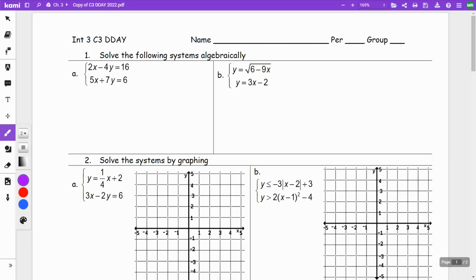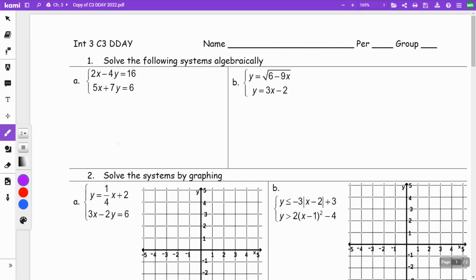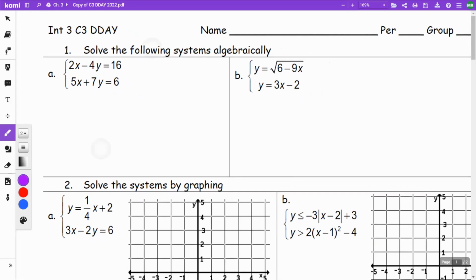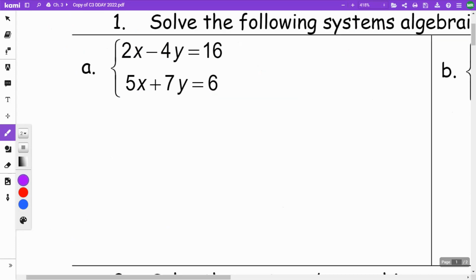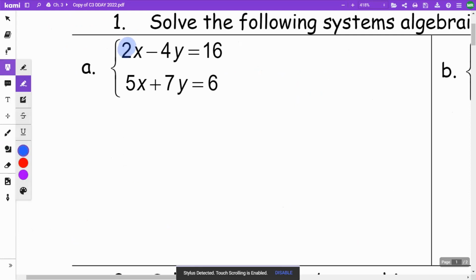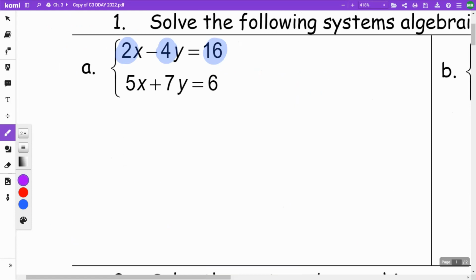So this is Integrated 3, Chapter 3, D-Day number 1. And these first two problems are systems of equations. For the first one, I notice that the 2, the 4, and the 16 are all divisible by 2. So I'm going to divide them all by 2.